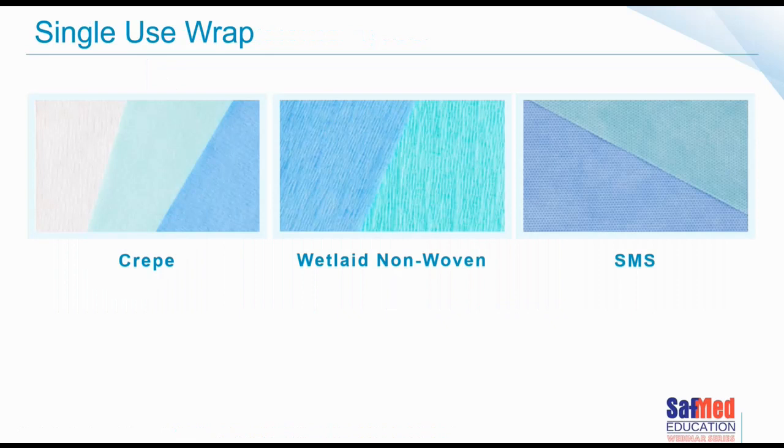Single-use wraps can be made of a variety of materials, and that includes crepe paper, so it's paper-based, wet-laid non-wovens, and SMS materials. Those are all materials available in the South African setting and used quite commonly in our hospitals currently.